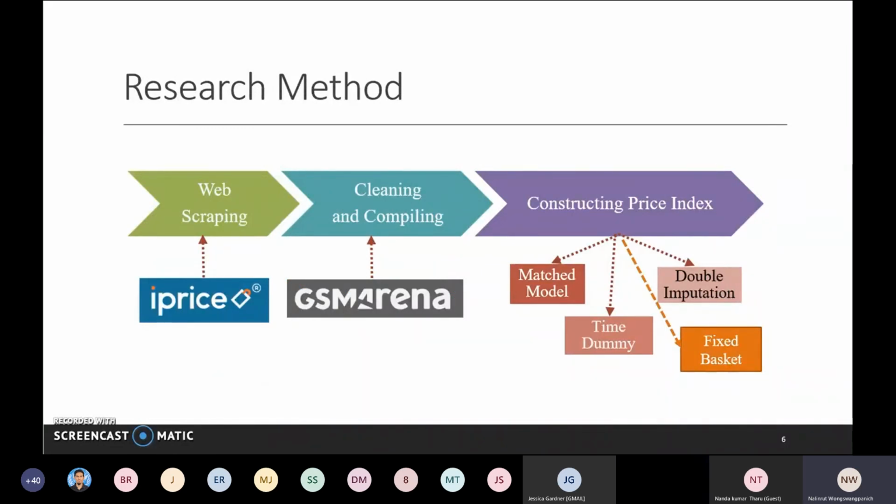The research method began with web scraping for iPrice using a Python algorithm. Unfortunately, the scraped data still contains noise, missing values, and inconsistencies in the specifications, so it needs to be cleaned and compiled. We revert to GSM Arena to check phone specification validity. Then we construct the price index using clean data.